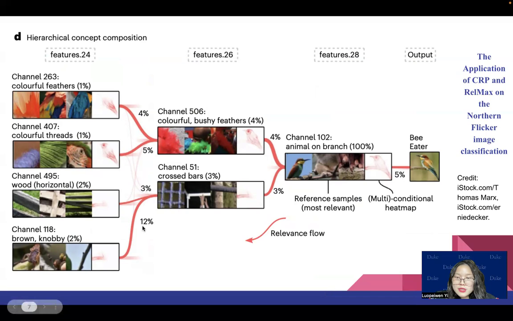For instance, the concept animal on a branch in the bee-eater prediction can be broken down into subconcepts such as feathers, wood, and colorful threads. The relevance flow, highlighted in red with relative contribution number, shows how these subconcepts combine to form the more complex concepts. And for each concept, the channel is given with the relative global relevance scores.